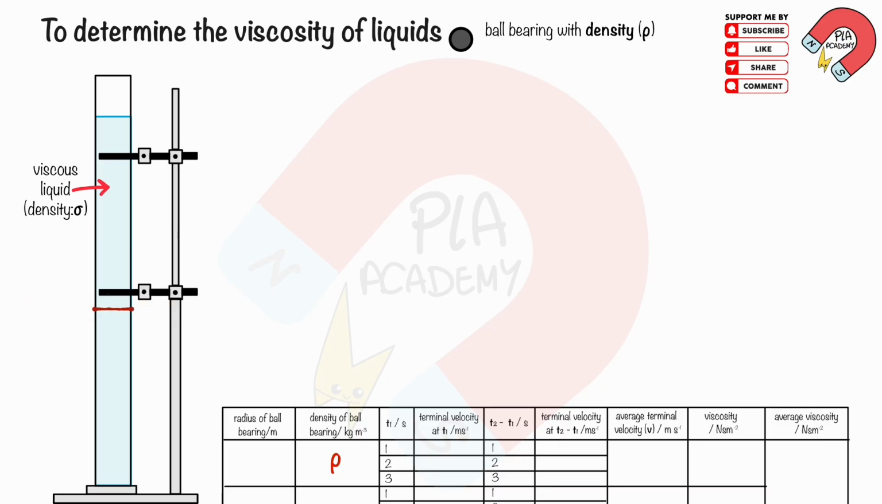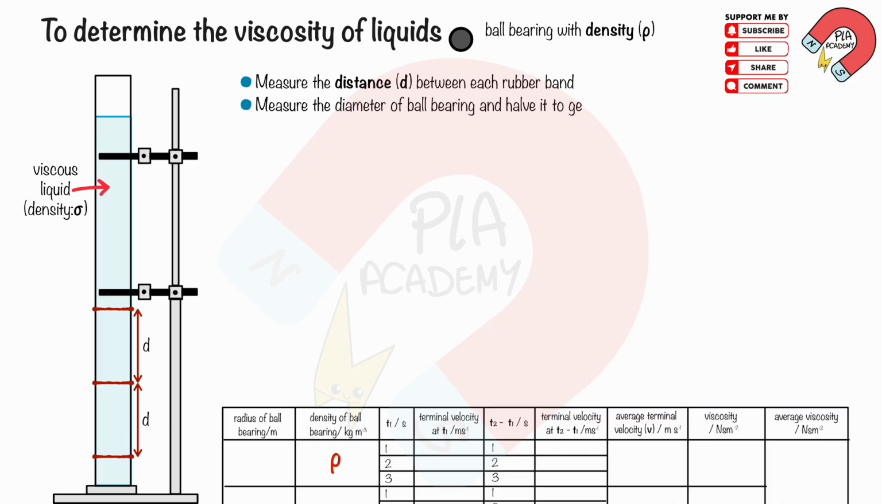Put one rubber band about halfway down the tube at a position such that the ball bearings will have achieved terminal velocity when they reach it. Place two more elastic bands below the first so that the distance between each band is equal and the lowest band is near the bottom of the tube. Measure and record the distance, d, between each band. Measure the diameter of your ball bearing and halve it to get the radius r, and then record the radius r in the table below.